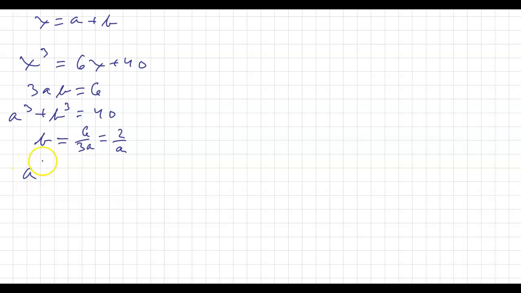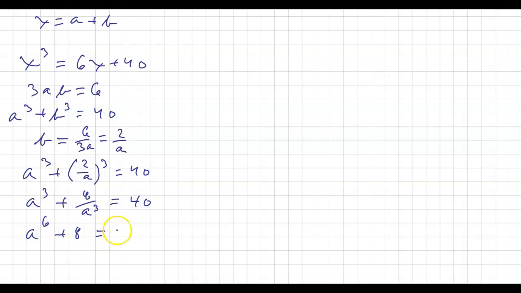Which means when I substitute that b into the b cubed equation equals 40, it becomes a cubed plus 8 over a cubed equals 40. Multiply both sides by a cubed, and get a to the 6 plus 8 equals 40a cubed. Bring everything over to one side.